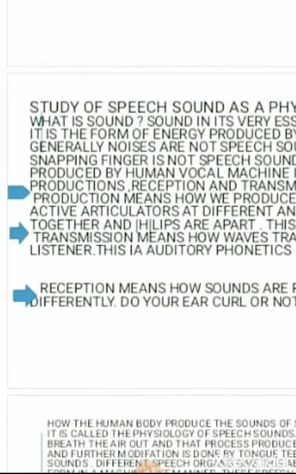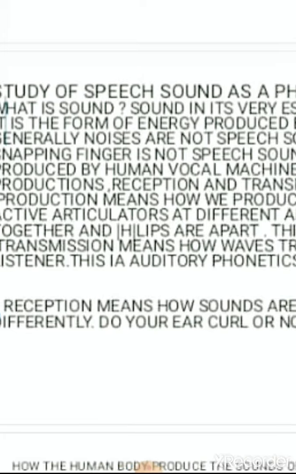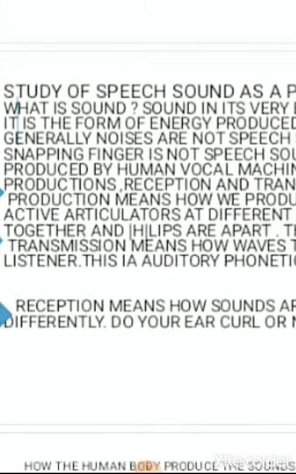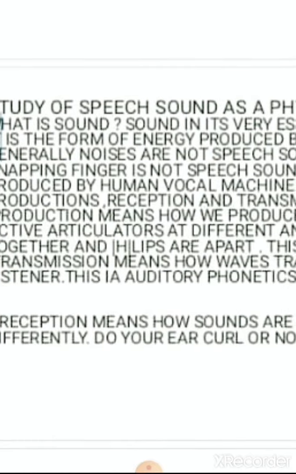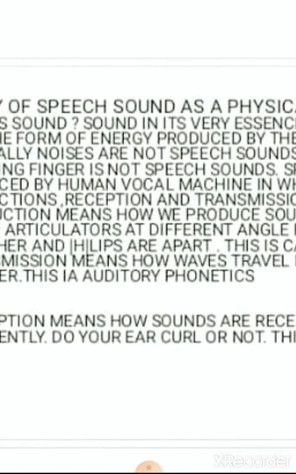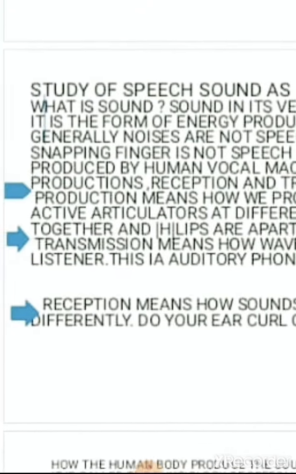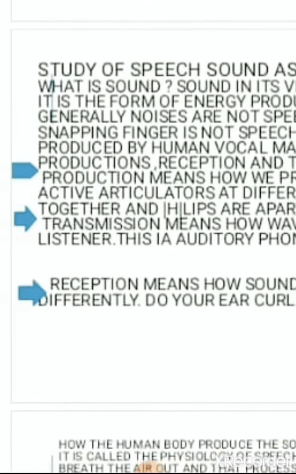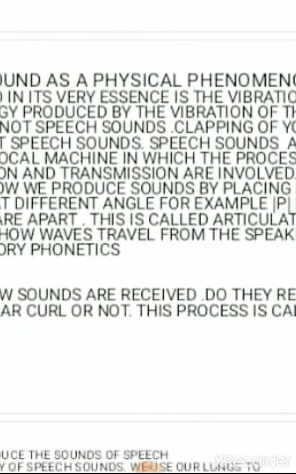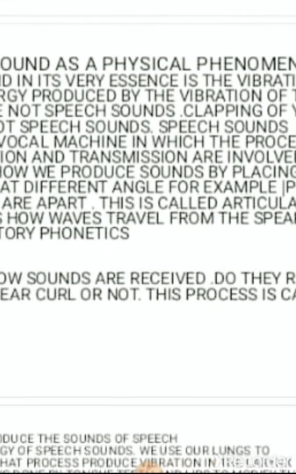The vocal tract, which starts from the lungs and ends at the mouth, is the area where vibration is produced. Generally, noises are not speech sounds. The sounds of birds and the many other sounds that we hear around are not speech sounds. Clapping of your hands and snapping of your fingers is not speech sound. Speech sounds are sounds produced by the human vocal machine, in which the processes of production, transmission and reception are involved.